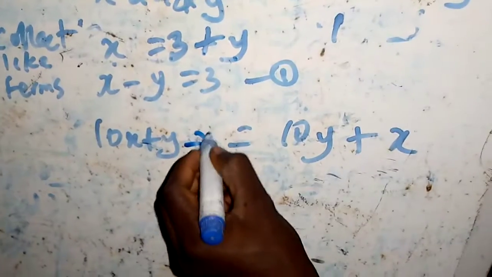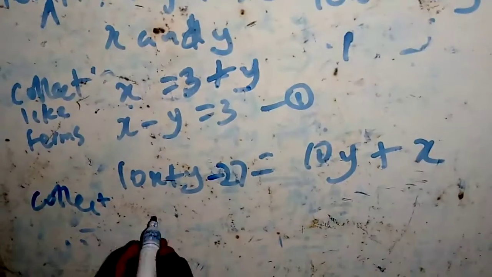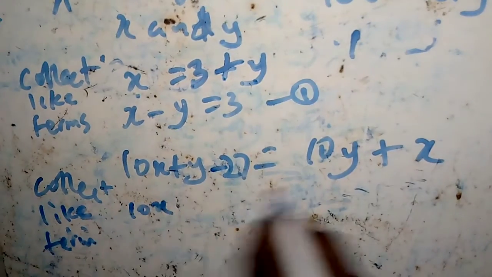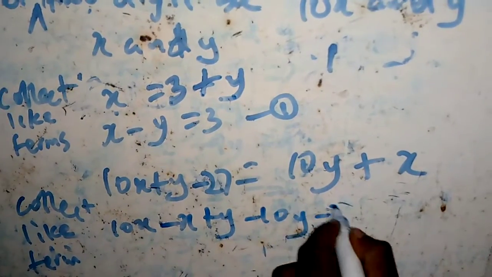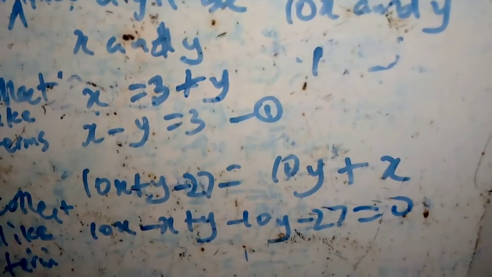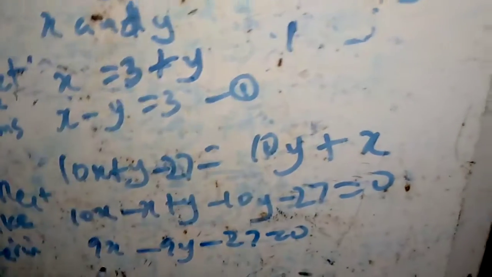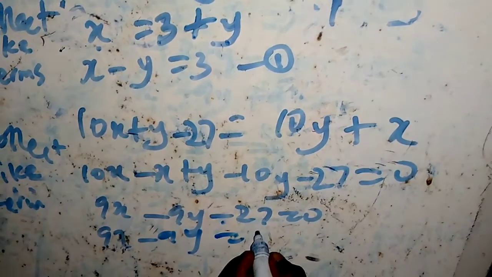So when the digit is reversed, the number is reduced. That is, this number is reduced by 27, that's minus 27. So we collect like terms. 10x coming to this side, minus x plus y, then minus 10y minus 27 equals 0. So 9x minus 9y minus 27 equals 0. The 27 coming to this side, that's 27.